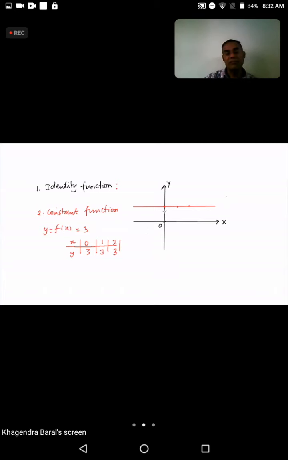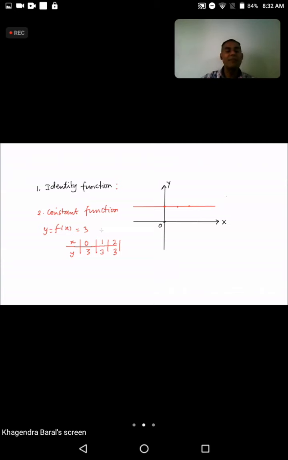If we have to identify the function with the help of the graph, we always observe whether the line is parallel to the x-axis or not. If the graph of a function is a straight line parallel to the x-axis, it is the graph of a constant function.